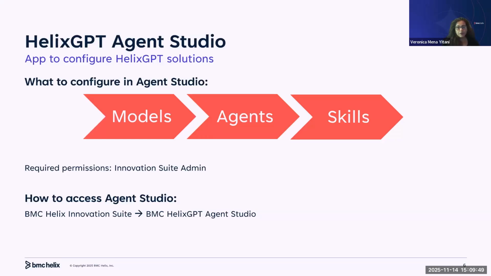All these components are configured directly within the HelixGPT Agent Studio. To gain access, you must have the Innovation Suite admin role, which is essential for making necessary system-level changes. Once you have this permission, accessing the studio is very simple. You navigate from your environments portal to the BMC Helix Innovation Suite, and from there, you select the BMC HelixGPT Agent Studio. This will bring you to the main interface where we will begin the configuration process.